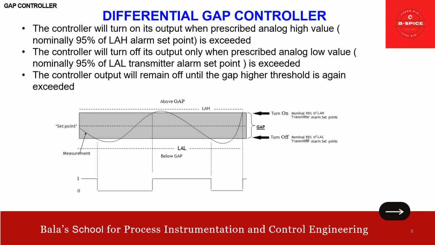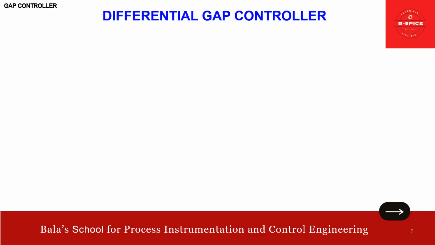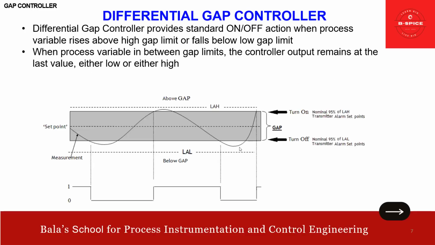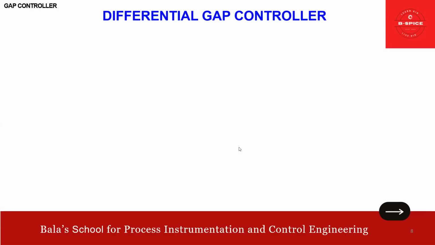You got it, friends? So the controller output will remain off until the higher threshold is again exceeded. This is the typical example of a gap controller. I hope now both the differential gap and the gap action are clear. Now, I want to give you something add-on.